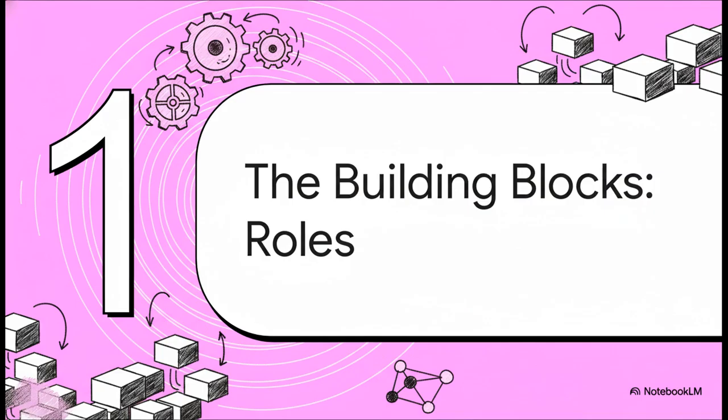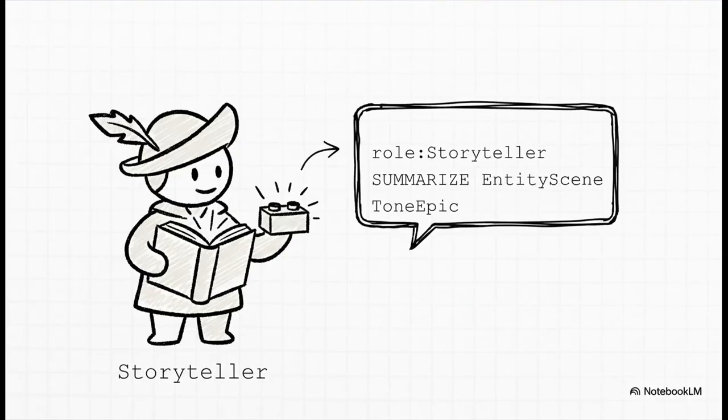To really get KickLang, we've got to start with the first, most fundamental piece, that single Lego brick. So that single unit is called a role. A role is basically like a single AI actor with a super specific job description. It's one little Lego brick, designed to do one thing and do it exceptionally well. For example, you could have a storyteller role, and its entire job, its whole purpose in life, is to summarize a scene with an epic tone. That's it. Simple, focused, and really effective.